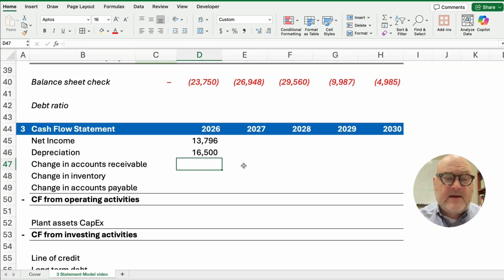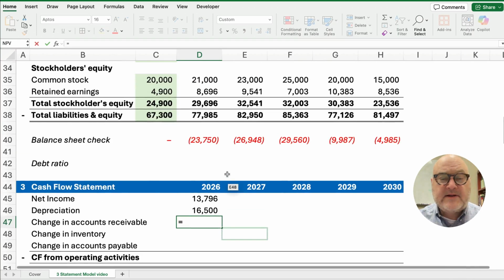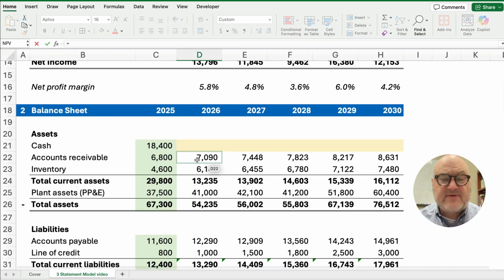How about that? So the change in accounts receivable. Now, we're going to have to do a little math on this. We're going to have to figure out the change in accounts receivable. All right, so let me do the math up here. Accounts receivable goes from $6,800 to $7,090. So the change is like $290, agreed? Is that change going to be a positive because we received more cash, or is it negative because we paid cash? So you have to figure out what's going on.